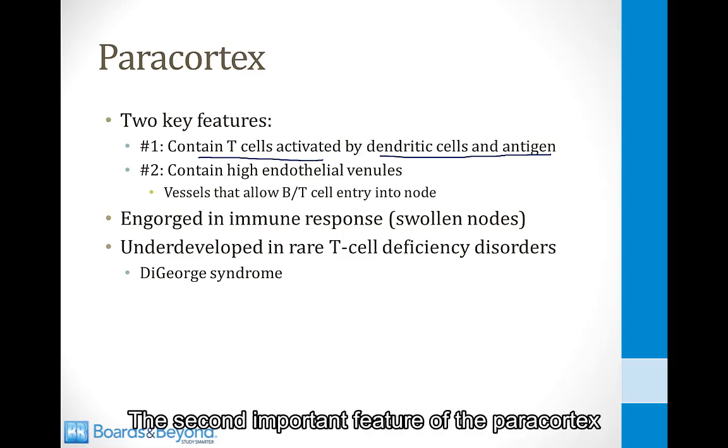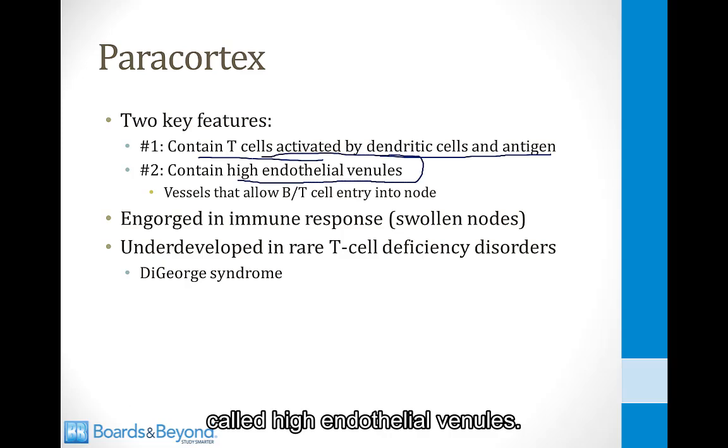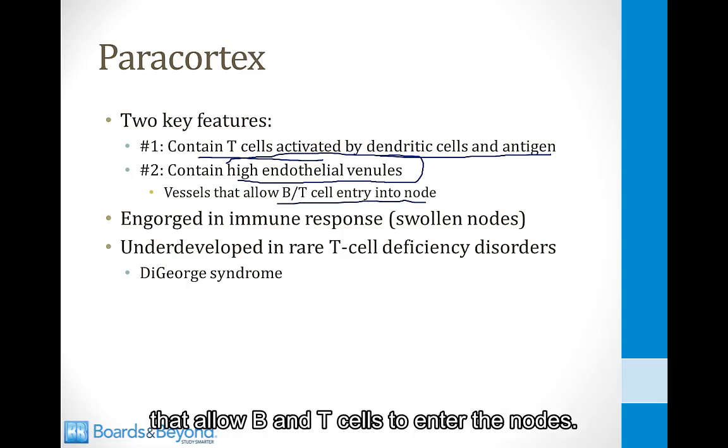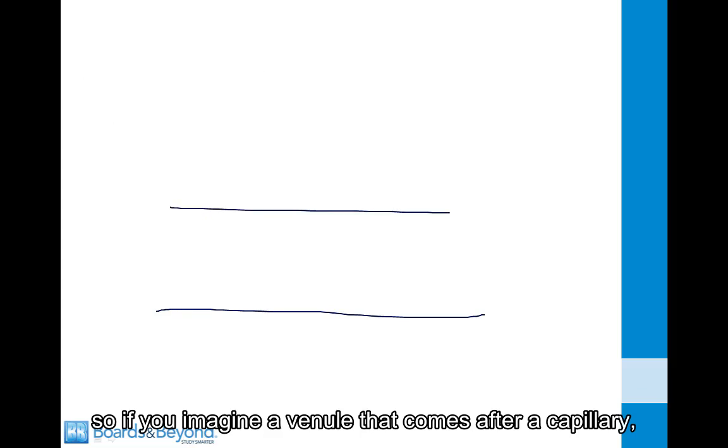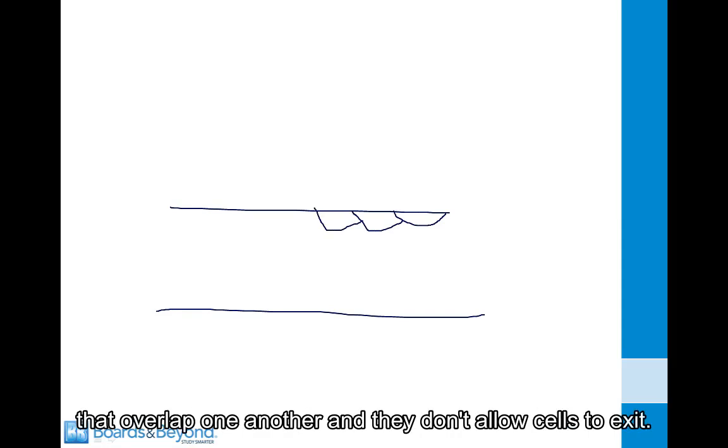The second important feature of the paracortex is that it contains special structures called high endothelial venules. These are special vascular structures that allow B and T cells to enter the nodes. It's easiest to understand this with a picture, so if you imagine a venule that comes after a capillary, normally the endothelium is composed of cells like this that overlap one another and they don't allow cells to exit. High endothelial venules, on the other hand, are a little bit different.